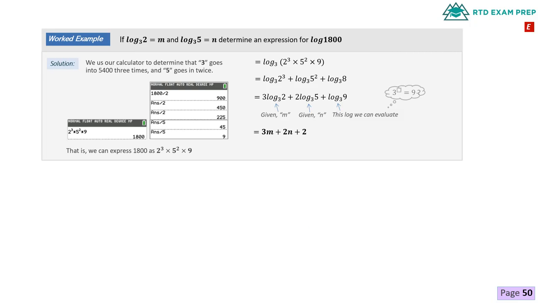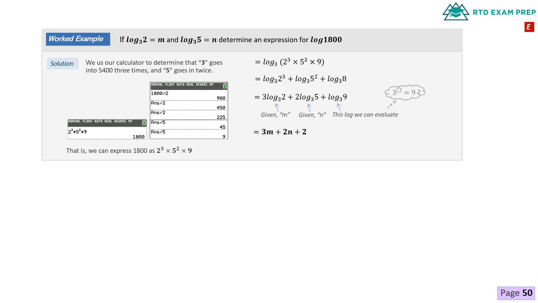The worked example shown on this slide asks us to express the log base 3 of 1800 as an equivalent expression using m and n, which have been assigned the values of log base 3 of 2 and log base 3 of 5 respectively. This style of question can appear a little bit confusing at first, but with some practice, we see that the strategy is generally the same.